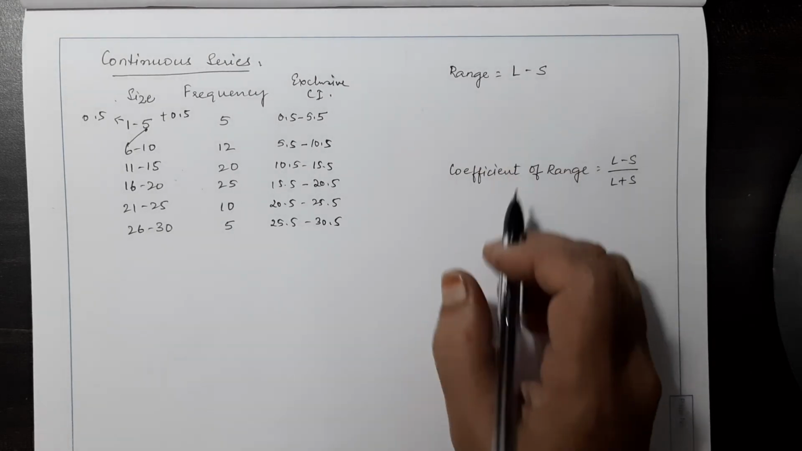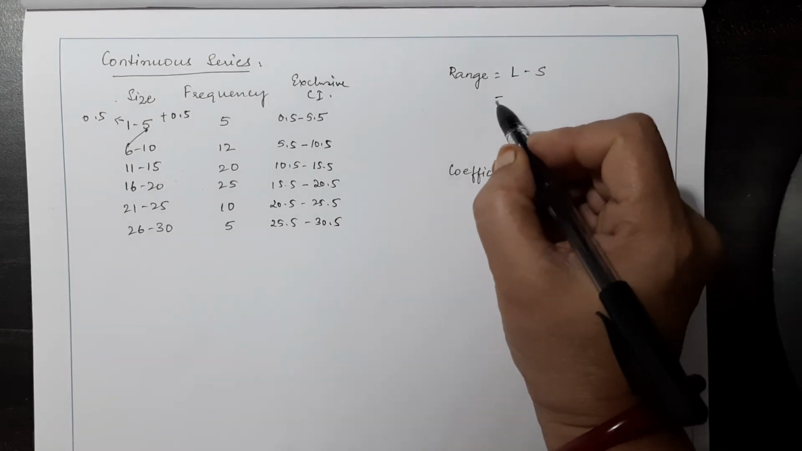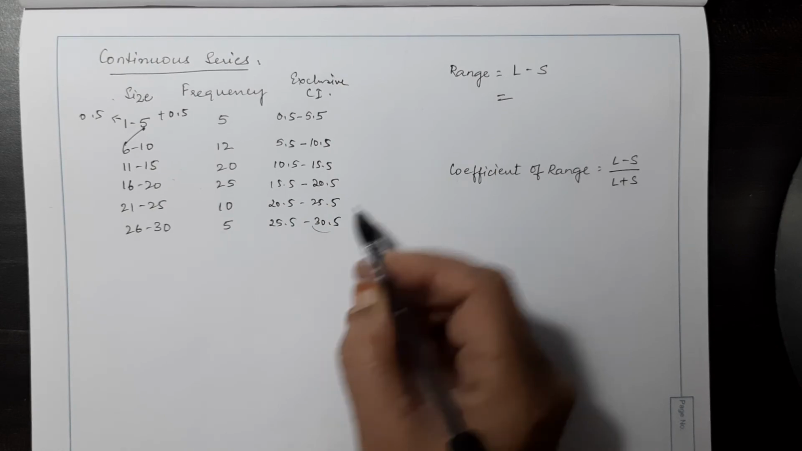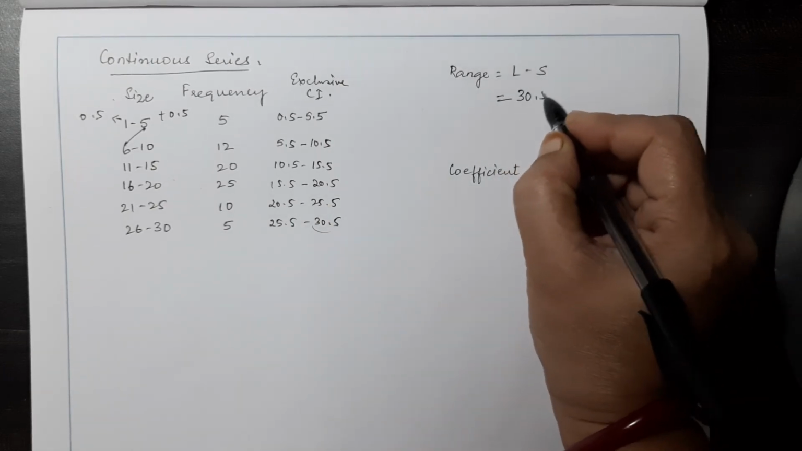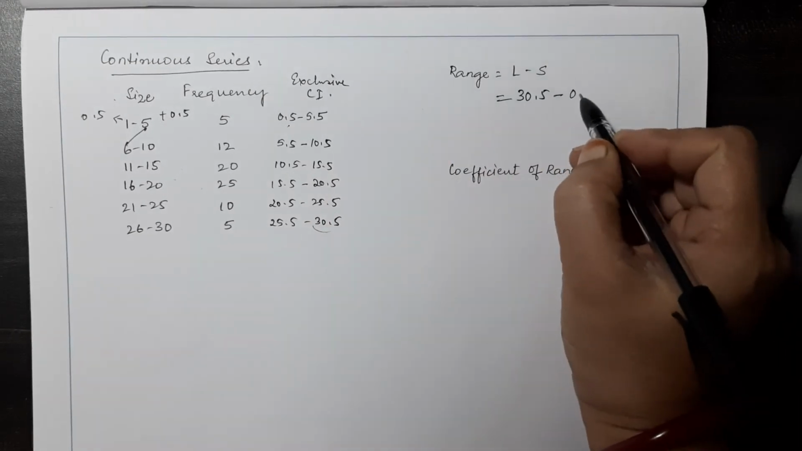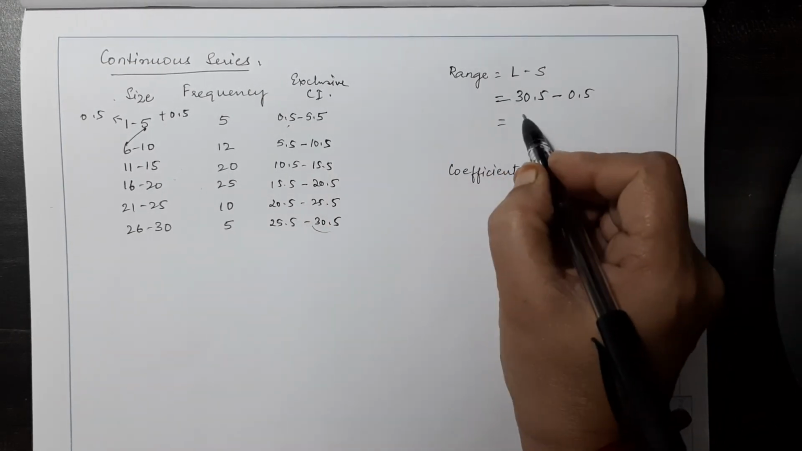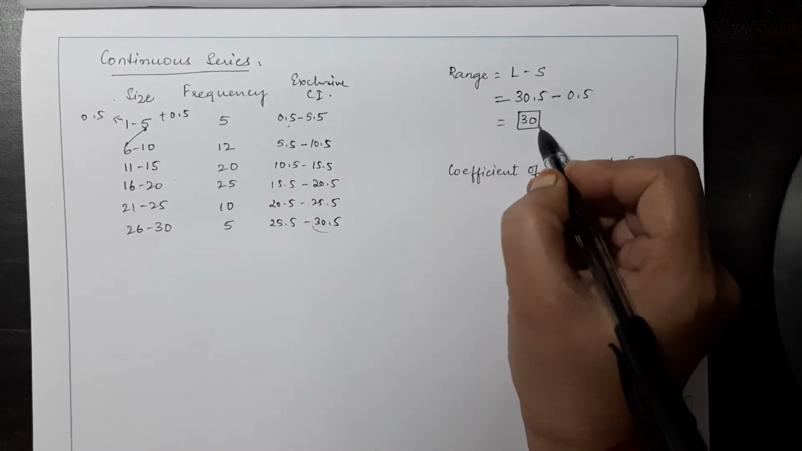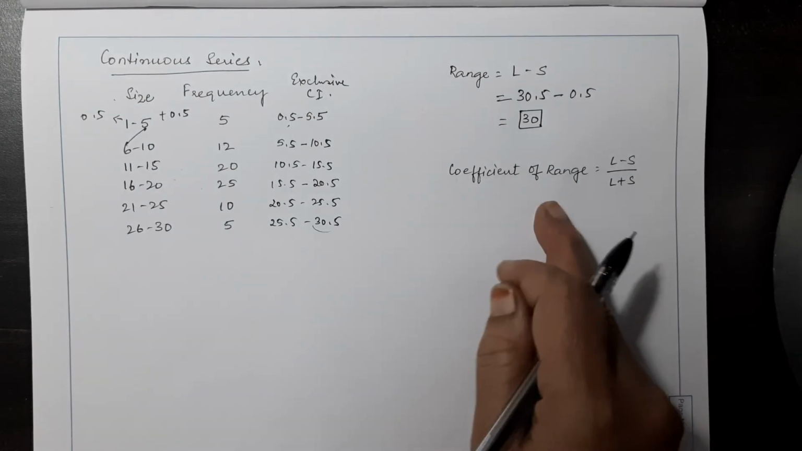Now range is the largest minus the smallest value. The largest value is 30.5. So 30.5 minus the smallest value, which is 0.5, isn't it? So this will be equal to 30. So range is 30.